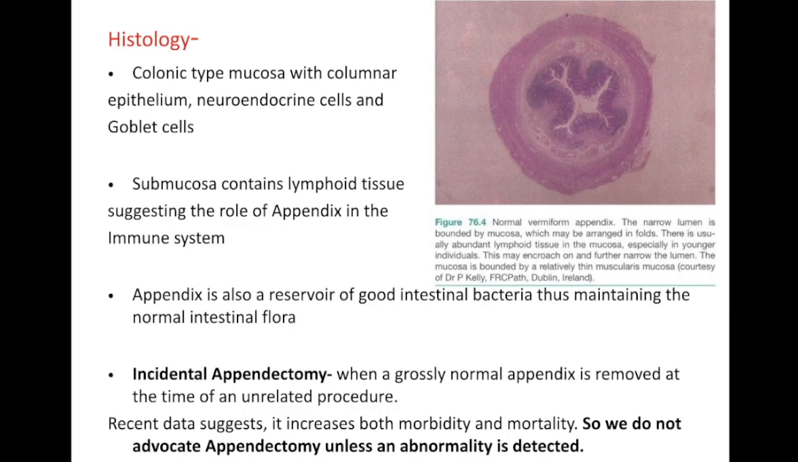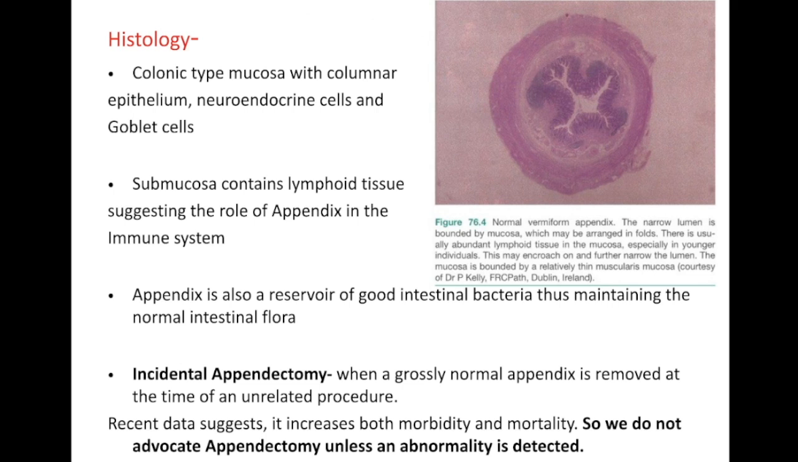Coming to the histology of the organ, it has a colonic type mucosa with columnar epithelium with neuroendocrine cells and goblet cells. The submucosa contains lymphoid tissue, suggesting that the appendix may have some role in the immune system. The appendix is also a reservoir of good intestinal bacteria, thus maintaining the normal intestinal flora.